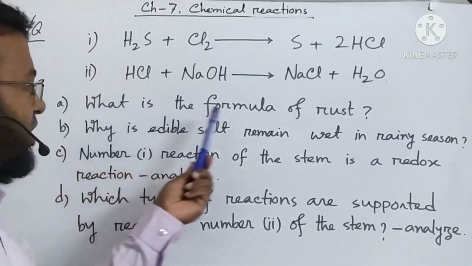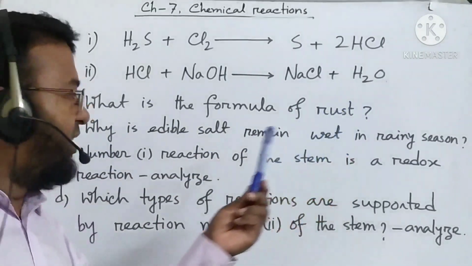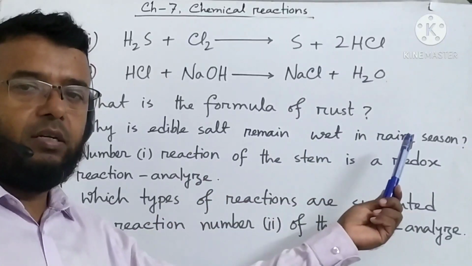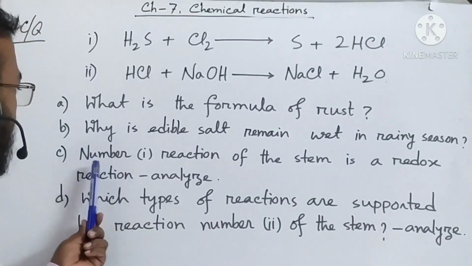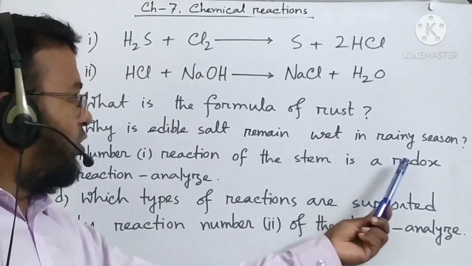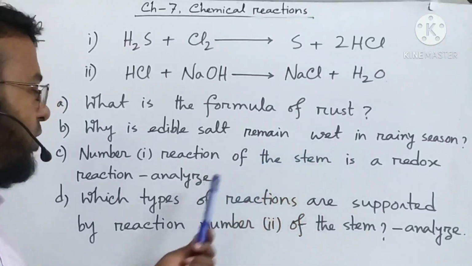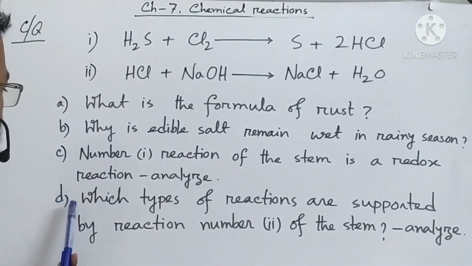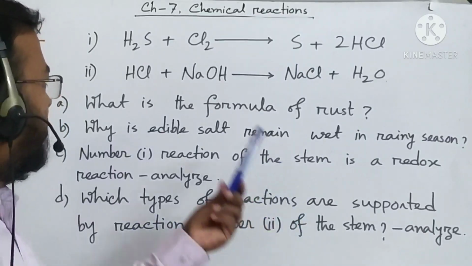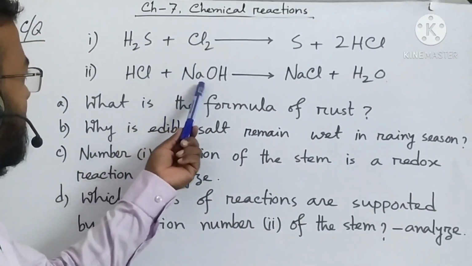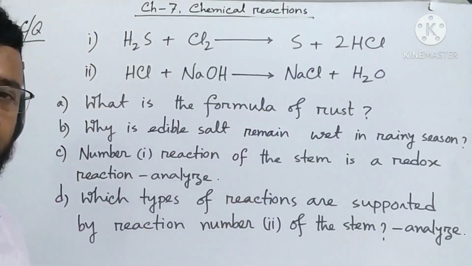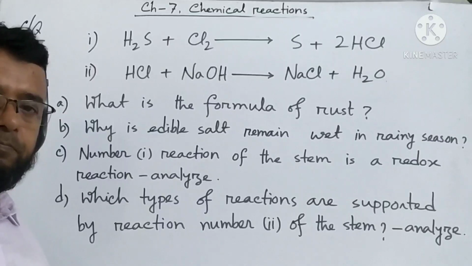First one I have written, what is the formula of rust? Second one, why does edible salt remain wet in rainy season? Then third one, reaction number one of the stem is a redox reaction. We have to explain that oxidation and reduction occur together. Then number D, what types of reaction are supported by reaction number 2 of the stem? We have to analyze that reaction number 2 may be of different types. We have to explain with the reaction. Okay, everybody write the question first.